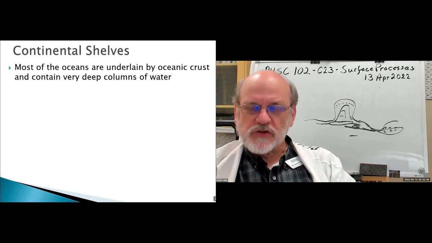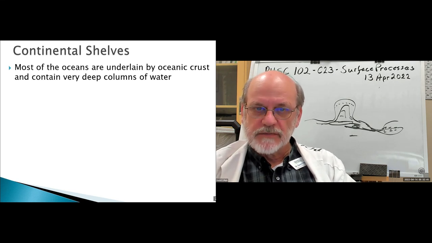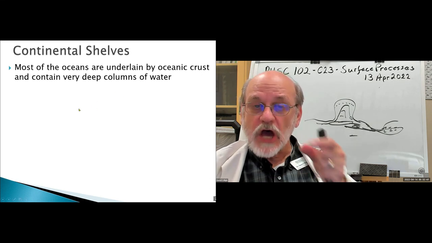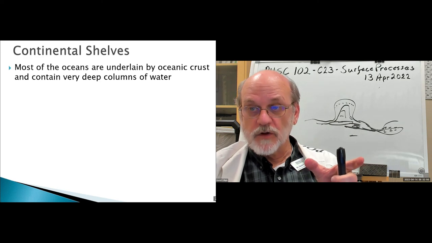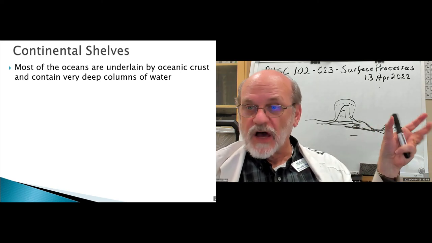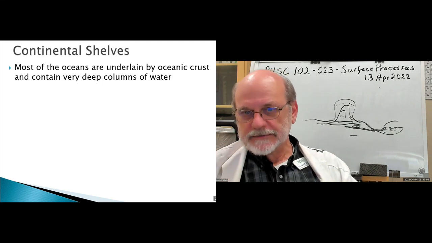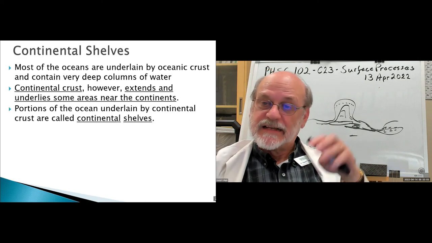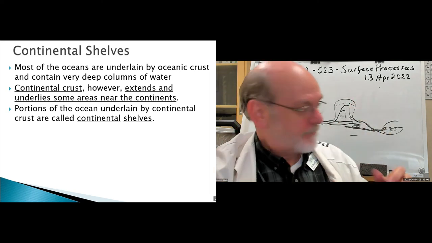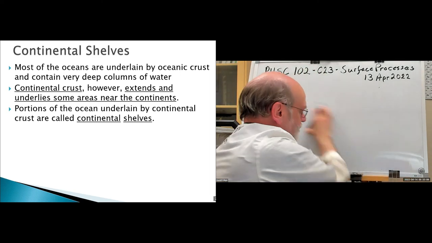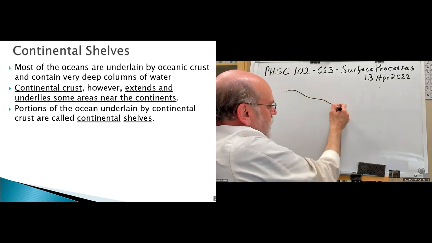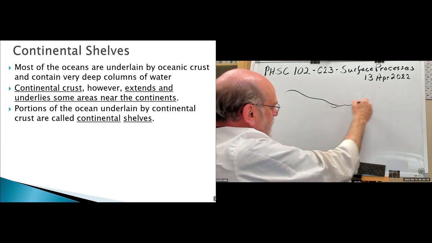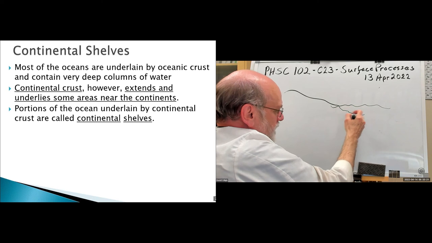Now, there's an interesting feature that occurs at the edges of all continents called the continental shelf. The continental shelf is made up of continental crust. In other words, it's the same material that makes up the continents, only it's submerged. Okay, now at the edge of that, you have the continent coming down here to the ocean, and the ocean's right here. Then it continues to go down some more. This is the shelf.